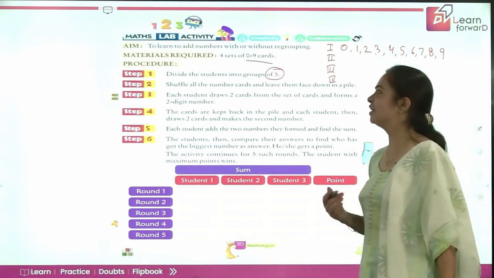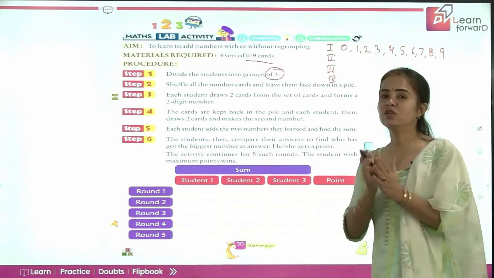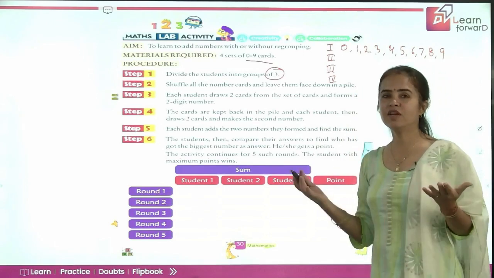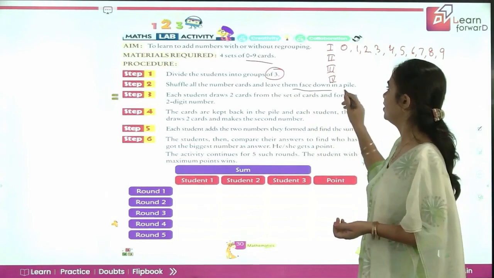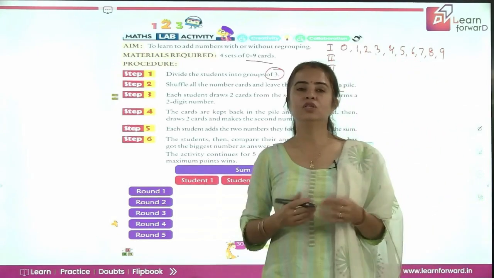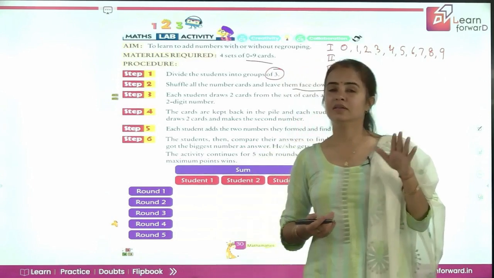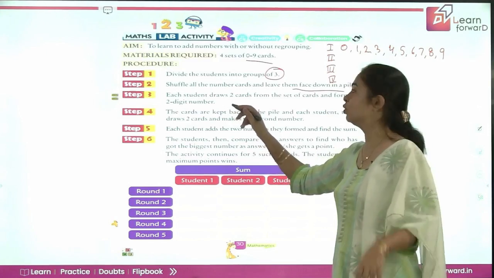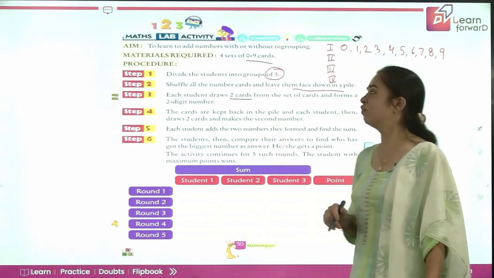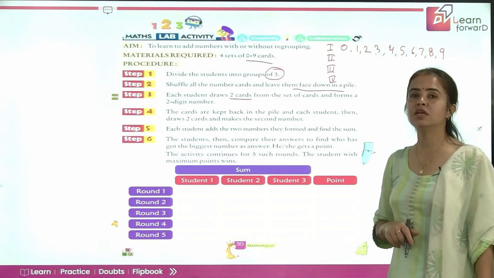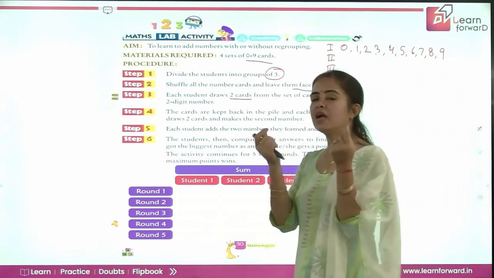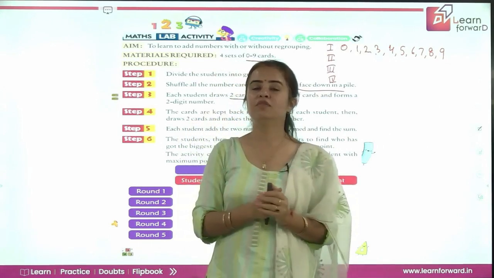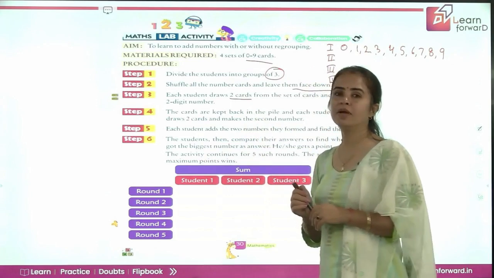You already have the cards with you. Now just like you shuffle your playing cards, we will be shuffling them. Shuffle your cards and leave them face down in a pile. So you will be keeping them with the number down. Yes. Now each student from each group draws 2 cards from the set of cards and forms a 2-digit number. Suppose I take out 2 cards which are 6 and 2. So I'll be making a number with it, right? So make a 2-digit number quickly.